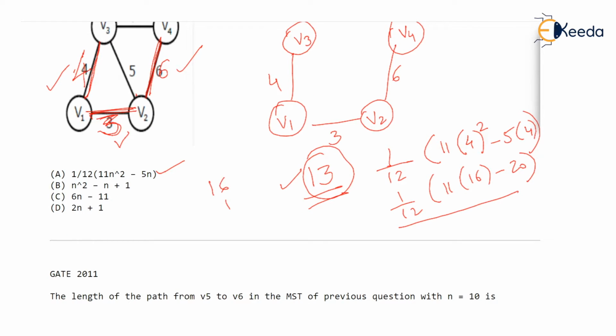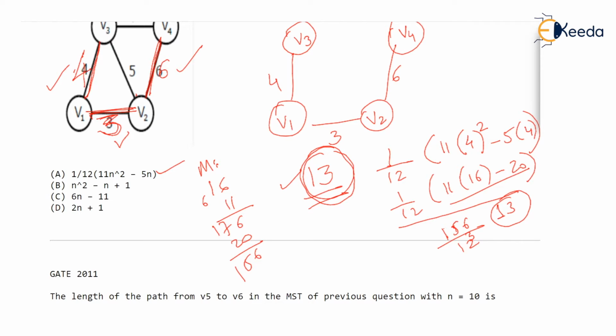So 176 minus 20 it is. 176 minus 20 is going to be 156. So 156 divided by 12, isn't it? 12 ones are 12 and 12 threes are 36. Oh, good Lord. We are getting 13 as the answer. You see this, the minimum cost of this tree for 4 vertices is 13 we found.